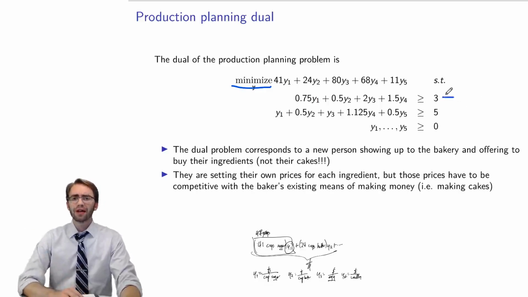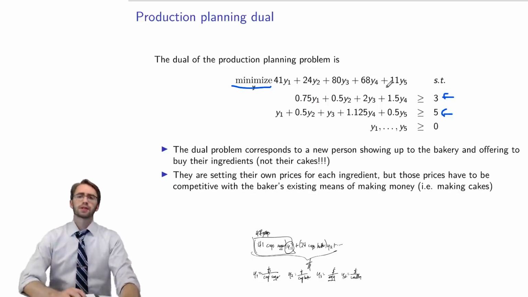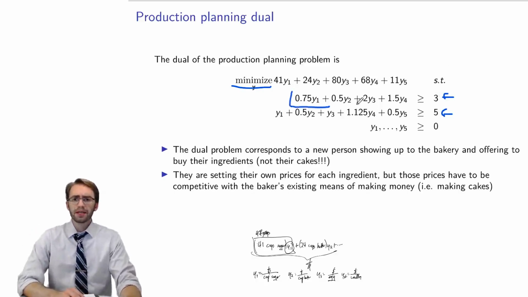Well, you've got these constraints that come in. Okay, and what is the significance of these constraints? You've got a constraint for vanilla cake, and you've got a constraint for chocolate cake. Well, let's look at each of these. So what's going on here? What is this? These are the amount of each ingredient that goes into a vanilla cake, right? It's 0.7, it's 3/4 of a cup of sugar, half a cup of butter, and so on and so forth.